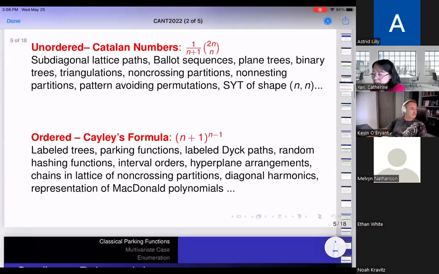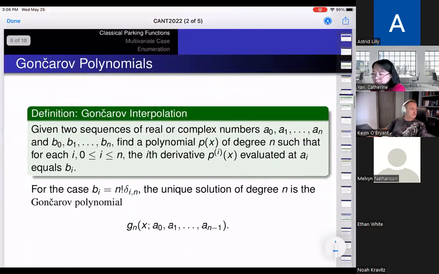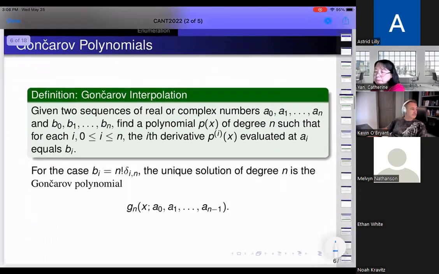So here is the combinatorial structure. Next, let's go to the interpolation polynomial, a special polynomial called Gontcharoff. It arises from a particular interpolation problem that people in numerical analysis and approximation theory have studied for a long time. It's called the Gontcharoff interpolation. So the problem is the following. I just assume it's the real line, real or complex, doesn't matter.